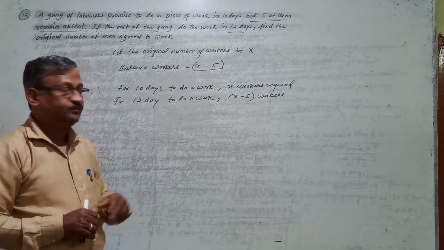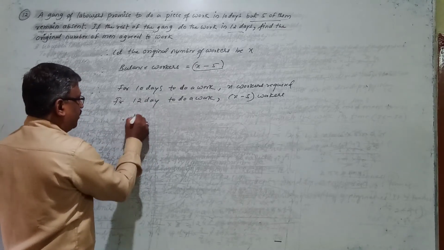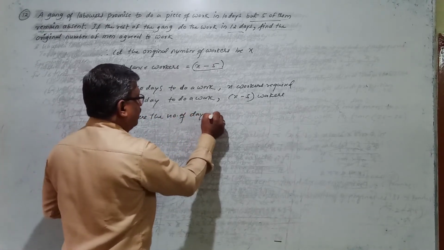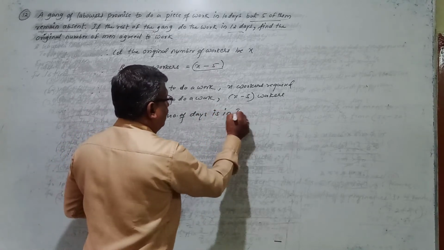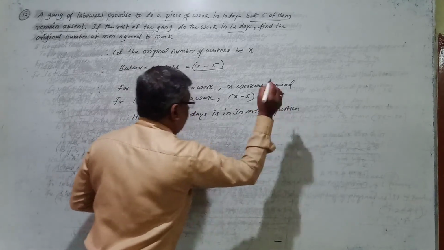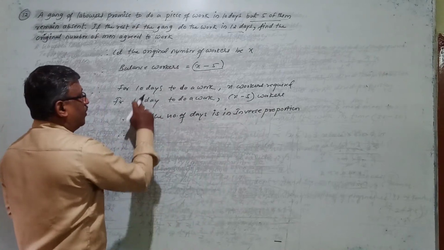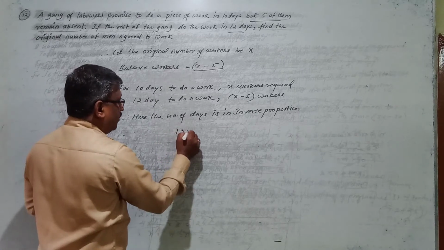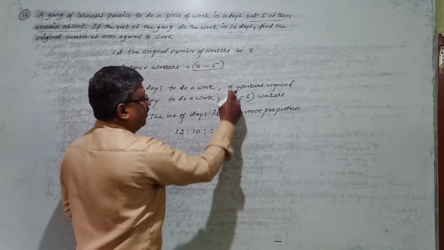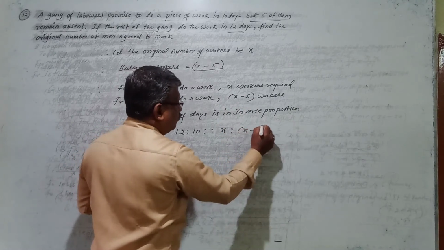So it is said to be inverse proportion. Means here the number of days are in inverse proportion. So here you have to write: the number of days is in inverse proportion, and accordingly you put the proportion. How do you write the ratio? 12 is to 10 equals the last ratio, and the last ratio is always written in direct proportion. It is written as x is to x minus 5.